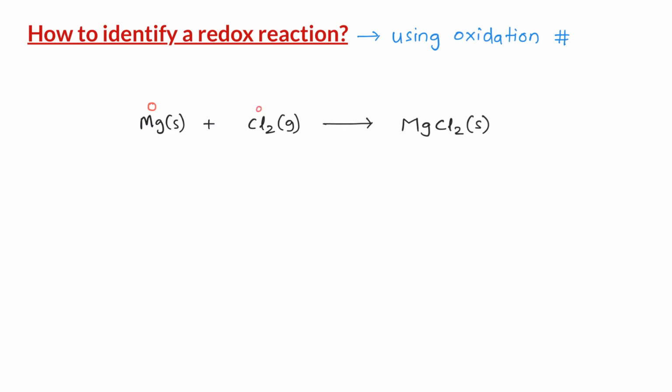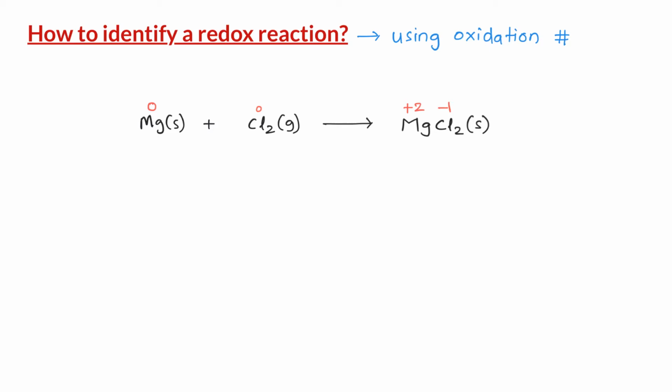Now let us look at the products. Magnesium is now in a compound and it is a group 2 element. Therefore, its oxidation number is +2. Chlorine belongs to group 7. Therefore, its oxidation number is -1. And if we add up the oxidation numbers of all the atoms in magnesium chloride, it should add up to 0, which is the overall charge on magnesium chloride.